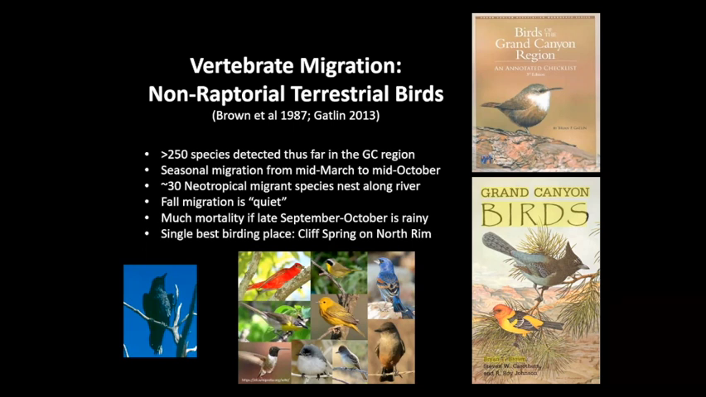These are oftentimes neotropical, about 30 species of neotropical migrant species that come up from Mexico and the tropics and breed in the Colorado River corridor, and then head back south in the winter. The spring migration is pretty dramatic. The birds are all hyped up and singing pretty actively, so we get to hear them as they're migrating.